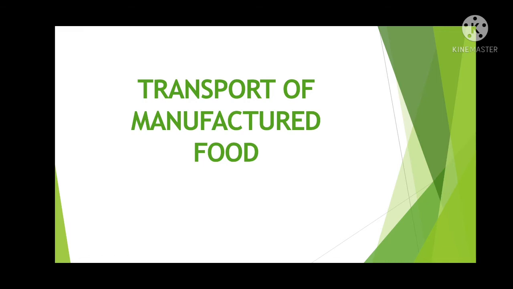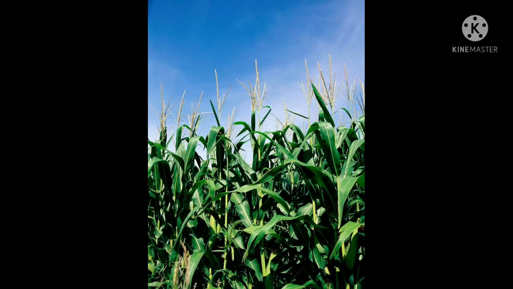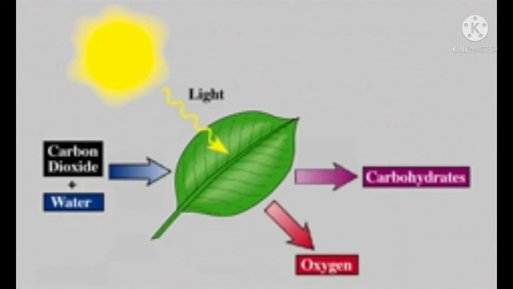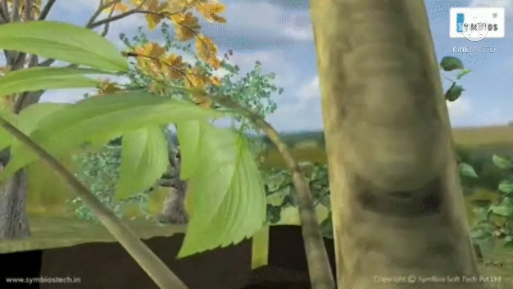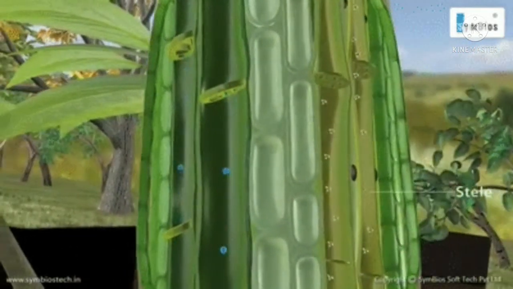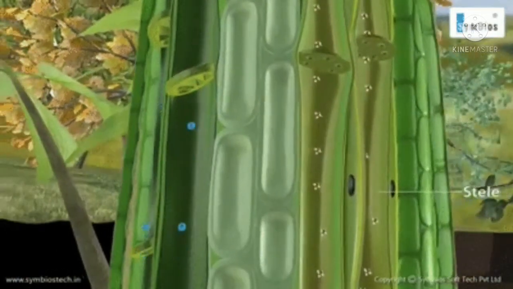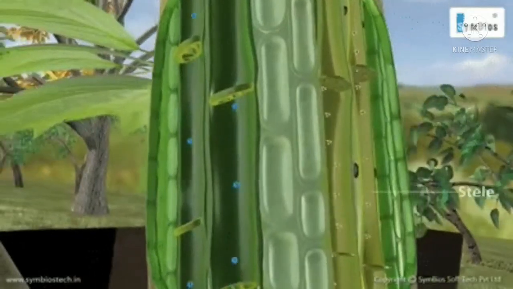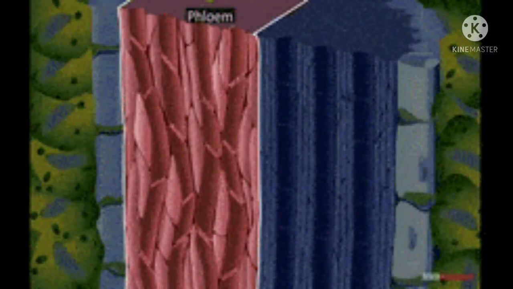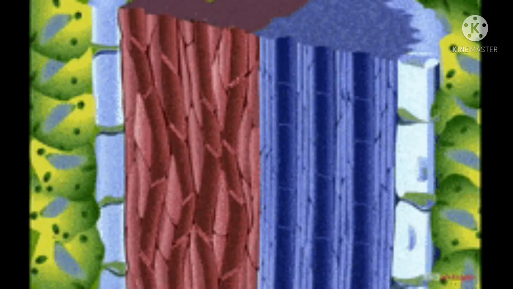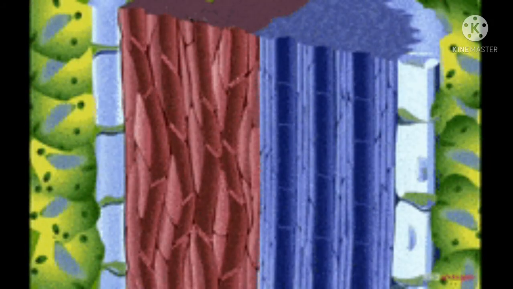Transport of manufactured food in plants. Sugars are synthesized in which part of the plant? It is in the leaves. As we have discussed earlier, what helps in the conduction of food from the leaves to the other parts of the plant? Yes, that is the phloem. The phloem helps in food conduction. Let us experimentally observe how the food conduction occurs in the phloem tubes.